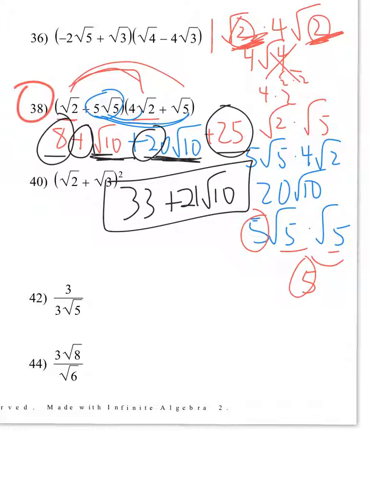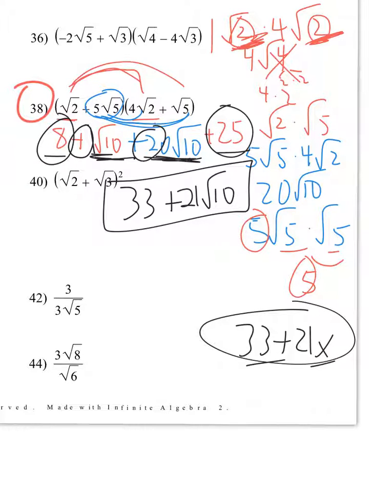Now, a lot of kids want to add the 33 plus the 21. You can't do that because the 33 doesn't have a radical 10 on it. It's almost like saying if I had 33 plus 21x, you can't combine the 33 and the 21 because this has an x on it and this doesn't. That's as far as you can go. It's very similar with radical terms.